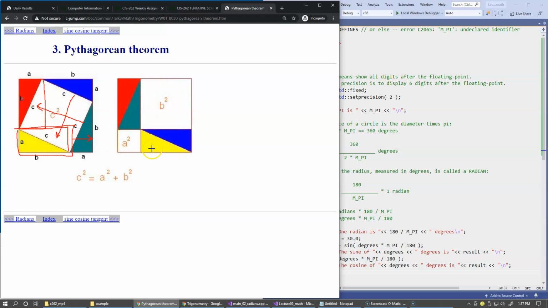So we end up with a new configuration like this, and clearly the interior, which was c squared, is now gone, but now we have two new squares with sides b and a, so they are a squared and b squared, so therefore their area has to be the same as c squared. So that's your proof of the theorem right here.